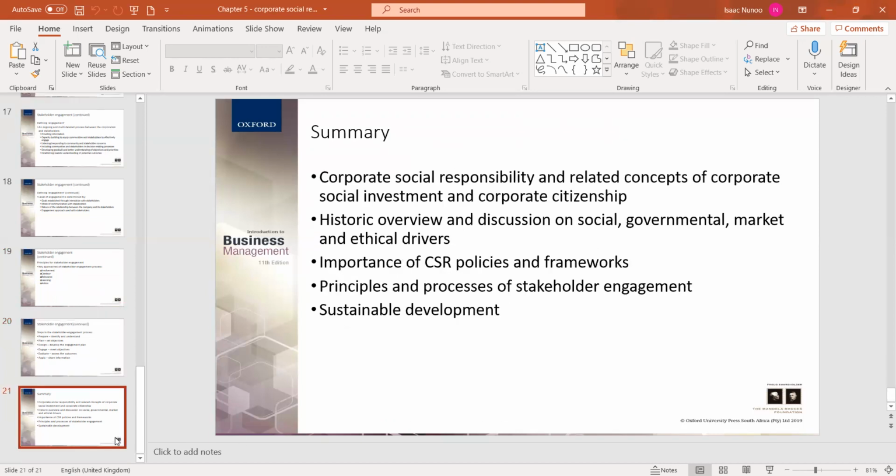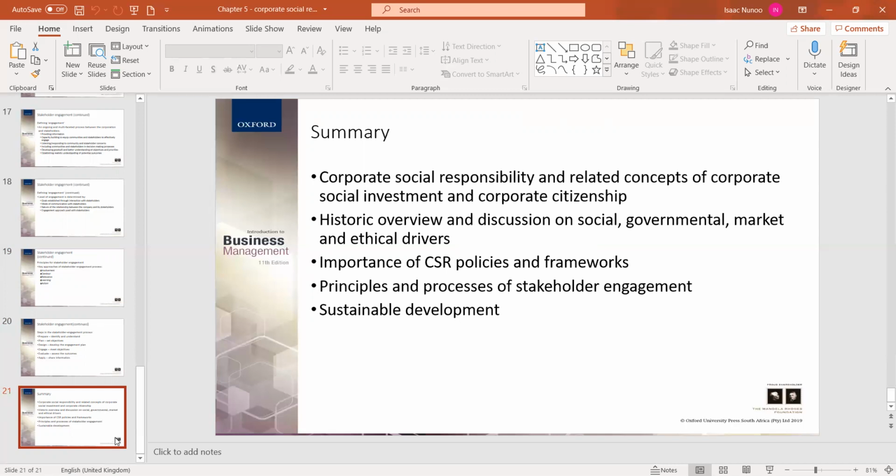On that note, in terms of today's discussion on corporate social responsibility, we've talked about corporate social responsibility and how it is used interchangeably with corporate social investment, which we said is just a section under corporate social responsibility, and corporate citizenship. Corporate citizenship considers the rights and responsibility nature of a business, whilst corporate social responsibility only focuses on the responsible nature.